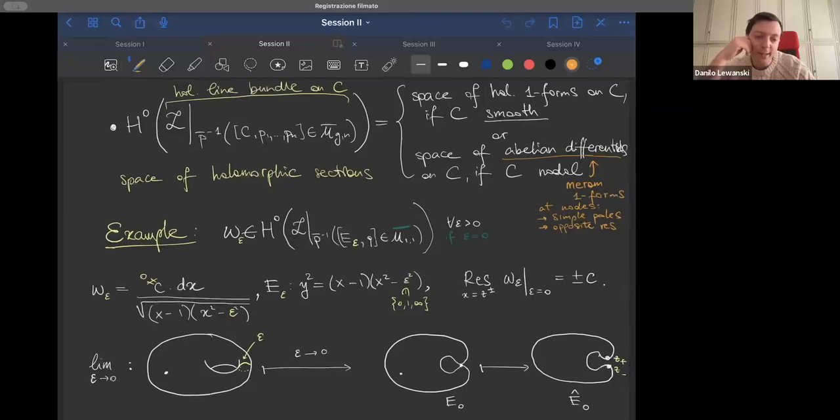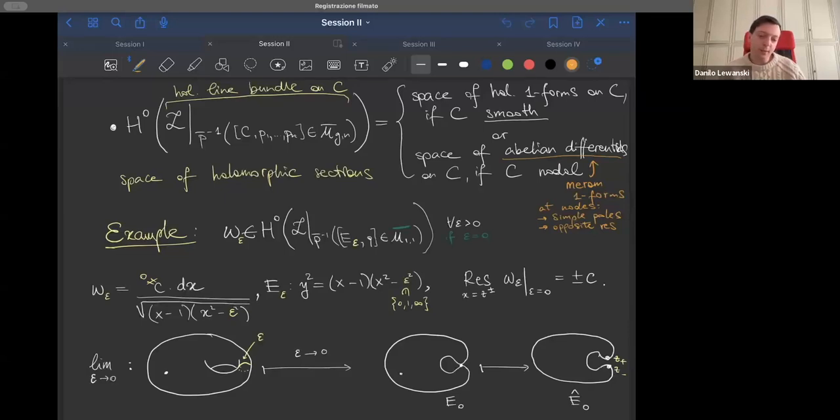You take some constant c, which is not 0, times dx, and you divide by the square root of (x minus 1) and (x squared minus epsilon squared). So that would give you x minus epsilon and x plus epsilon. And now you define the elliptic curve depending on the parameter epsilon as y squared equal to (x minus 1) and (x squared minus epsilon squared). And now you can check that the residue of omega epsilon at epsilon equal to 0 is just plus or minus c.